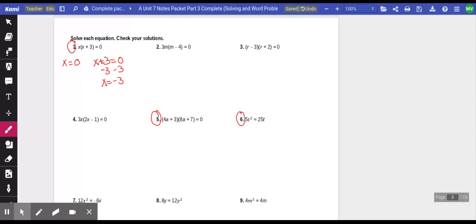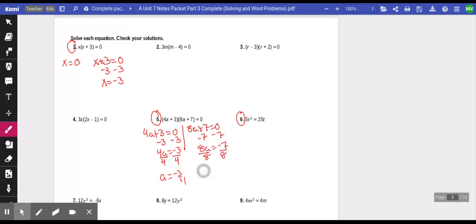5, again, is already factored. So I set each factor equal to 0. So 4a plus 3 equals 0, 8a plus 7 equals 0. I solve those mini equations. Subtract 3 from both sides, and I'm going to divide by 4 on both sides. And one solution is a equals negative 3/4. I solve the other mini equation, and then the other solution is a equals negative 7/8.